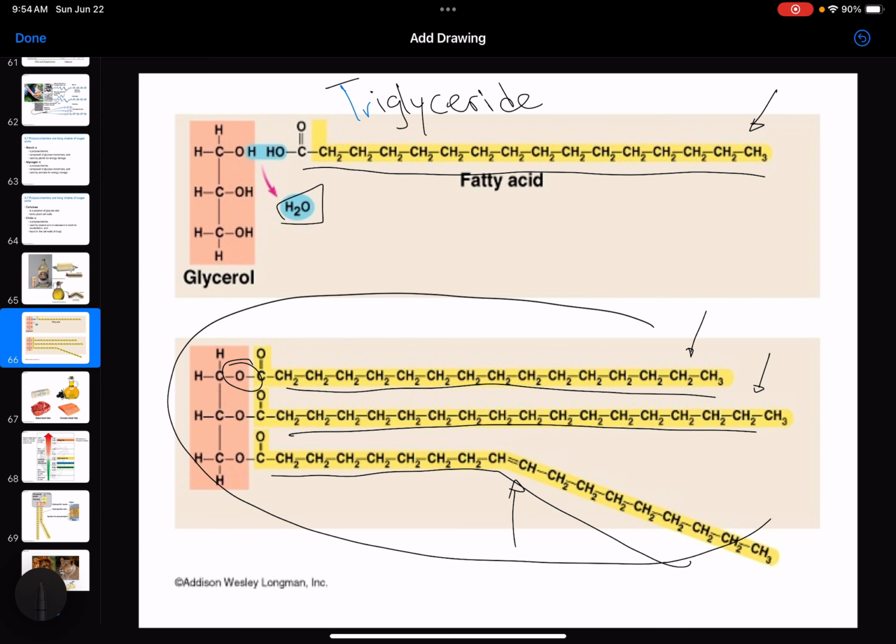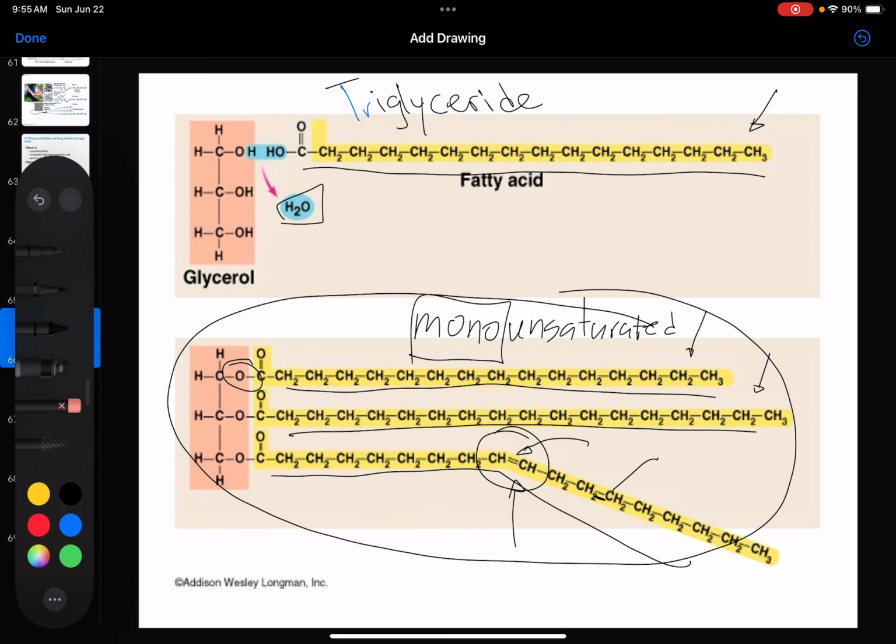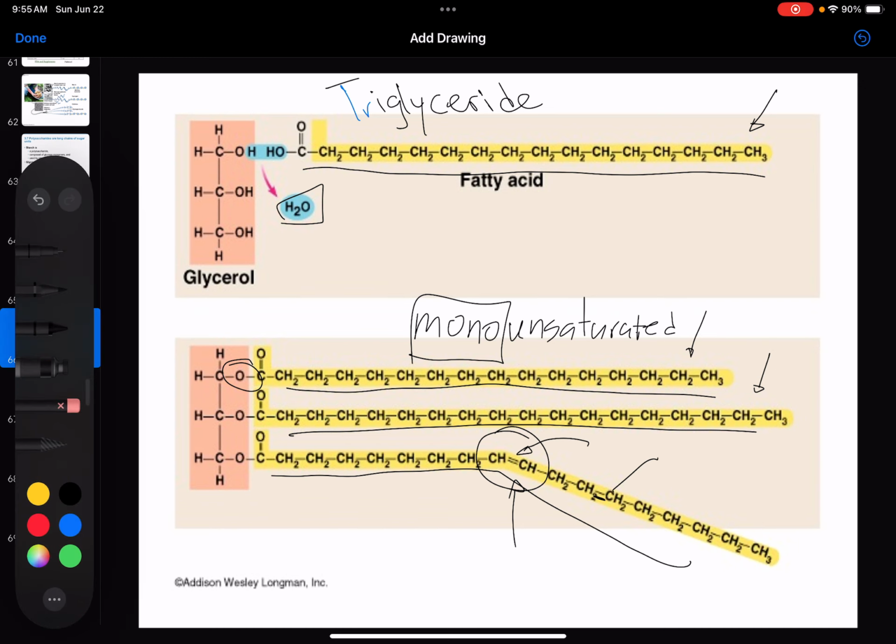This triglyceride right here would be considered monounsaturated. Why? Because it only has one bend. And that bend, do you notice something interesting about it? Do you see that it has a double bond right there? That's also why it's monounsaturated. What if there was another double bond here? What would happen then? Then the chain would bend again, right? So you could have, for example, a triglyceride that has this shape.